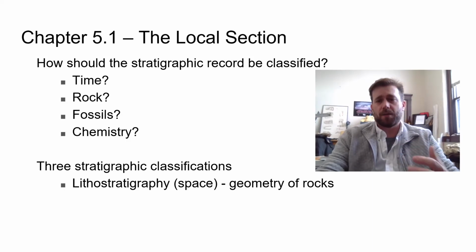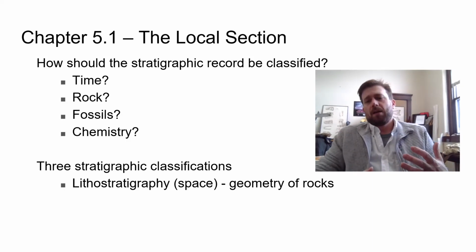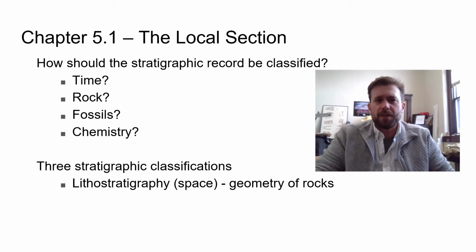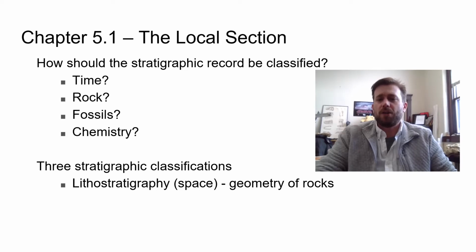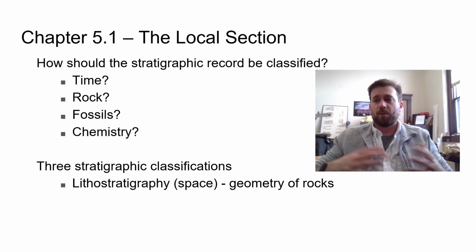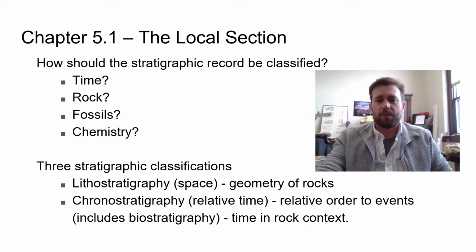The first is lithostratigraphy, and when you're just describing rocks, which is what lithostratigraphy is, you're essentially describing space. You're looking at the geometry of the rocks. We're not worried about time or biology in this case. It's just describing what kinds of rocks we have, how far they extend, how thick they are. That's what we mean by space, in the literal sense of the word. Chronostratigraphic classifications involve relative time, which lithostratigraphy does not.